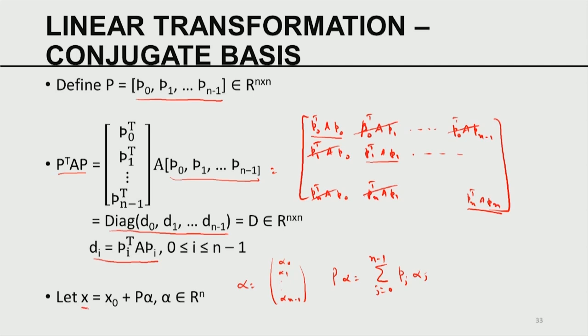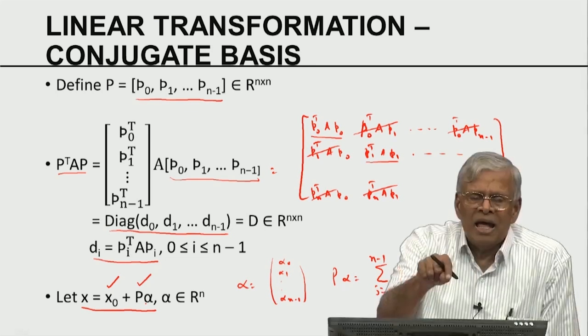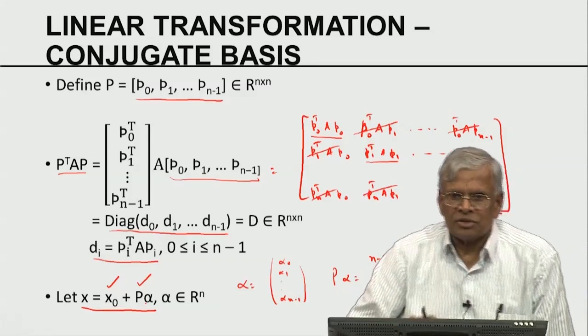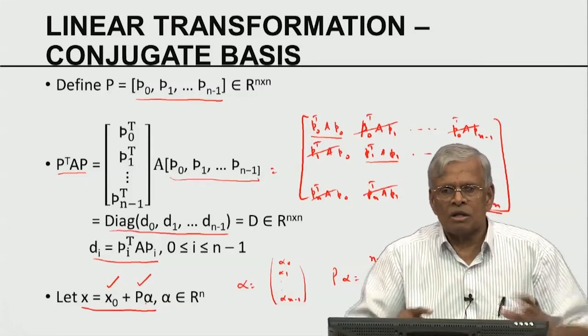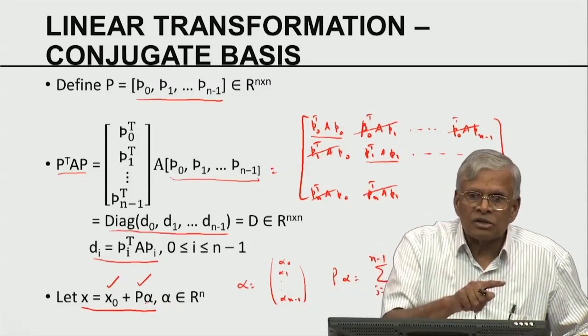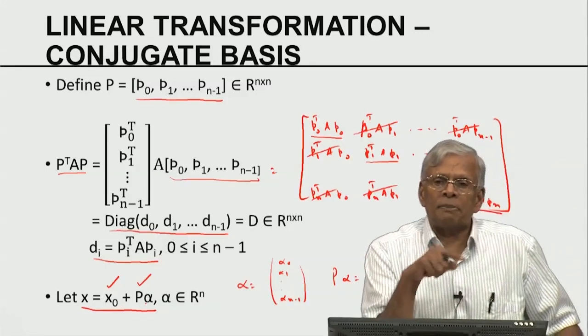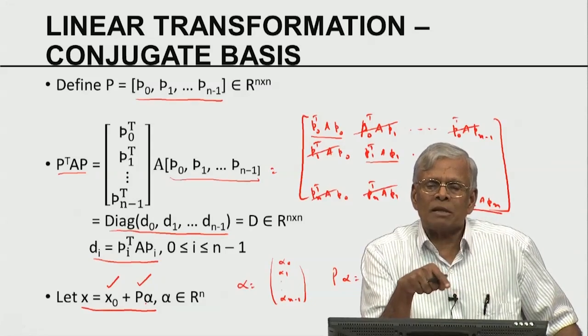So, from the previous slide, we now know any x can be expressed as x naught plus P of alpha. What is that? I now know x naught is known, P is known. So, if you give me an x, there is a corresponding alpha. So, I am transforming x to alpha. The vector x is being transformed to vector alpha, and that is the linear transformation that we are talking about. If I consider a point in a space, x is the coordinates in the ordinary basis, alpha will become its coordinate in the conjugate basis. So, I am talking about simple coordinate transformation from the ordinary basis to the conjugate basis, x transforming to alpha. So, instead of working the problem in the x space, we can now work the problem in the alpha space.